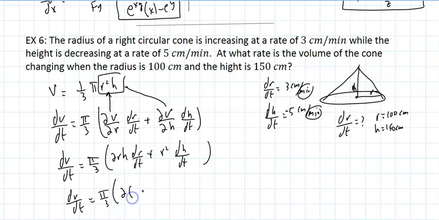I know what the radius is. The radius in this case is 100. The dr/dt is 3. r squared is 100 squared. Oh, I forgot the h. h was 150. And r squared is 100 squared. And the dh/dt is negative 5.